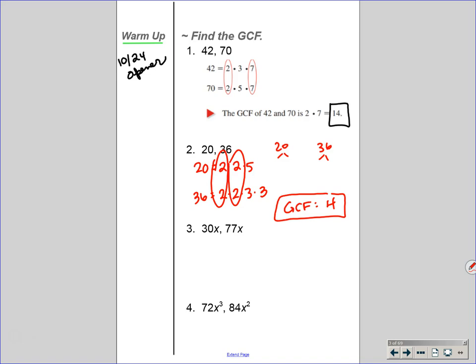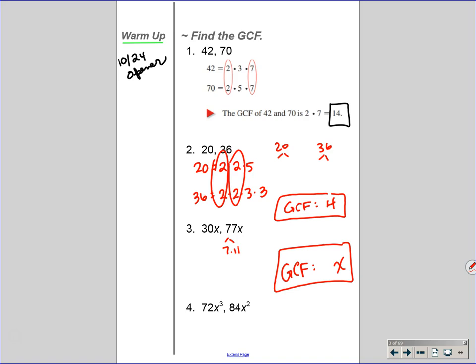Now down here for 30x and 77x, do you see right away that there's a variable in common? Yeah, the common variable is x, but what we have to ask ourselves is, is there a number in common? How do you know that no number is in common? 77 is 7 and 11. Does 7 go into 30? No. Does 11 go into 30? No. So don't even worry about looking. The GCF is only the x. That's the only thing. Now, I left a big space just in case there was a number part. Sometimes there is, but there wasn't in this one.